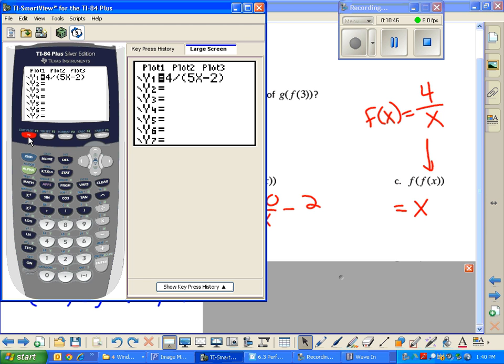Do you see here, in my y equals screen, you don't have to do this. This is purely for your visual enjoyment. But I did put parentheses around my denominator. And do you see there how I have y equals 4 divided by (5x minus 2)? I just entered in my function. And now I'm going to press graph.